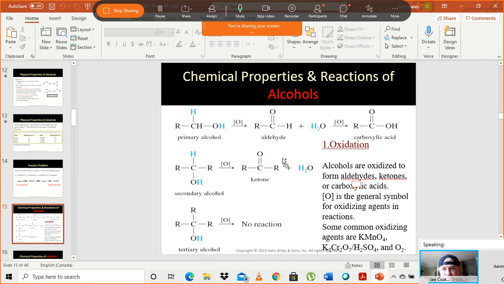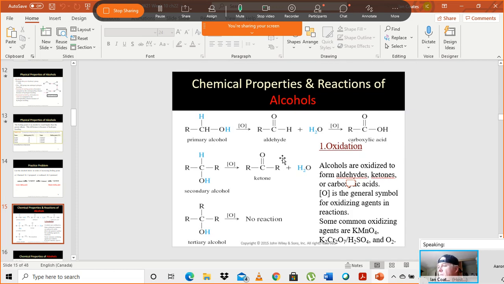Oxidation. Alcohols can be oxidized, and they will form aldehydes, ketones, and carboxylic acids. Now, it all depends on whether they're a primary, a secondary, or a tertiary. So have a look here. You'll see this on the assignment for sure, and the final exam.